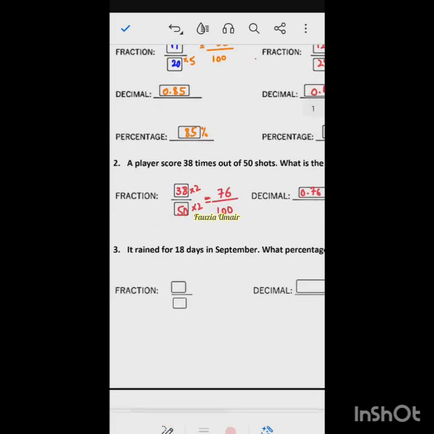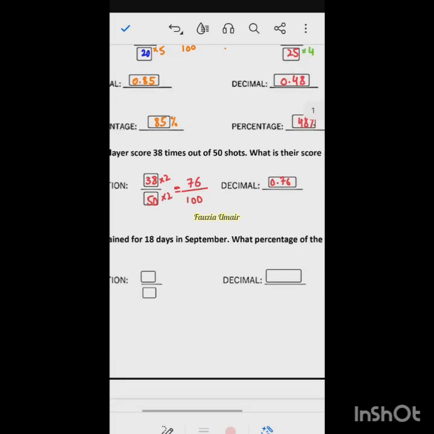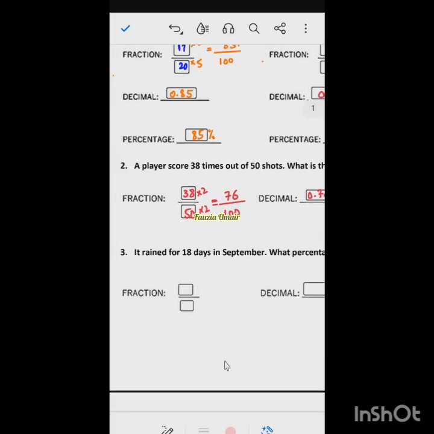So the third question is, it rained for 18 days in September. What percentage of the month was it dry? So how many total days are there in September? September has 31 days? Yes, 30 days, right? September has 30 days.